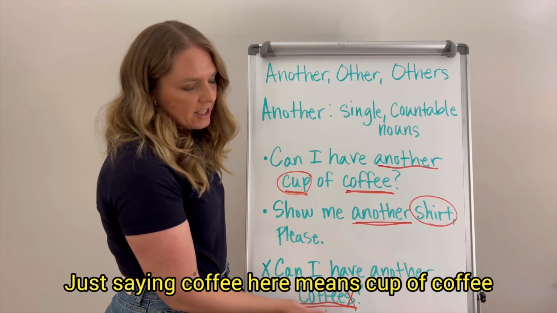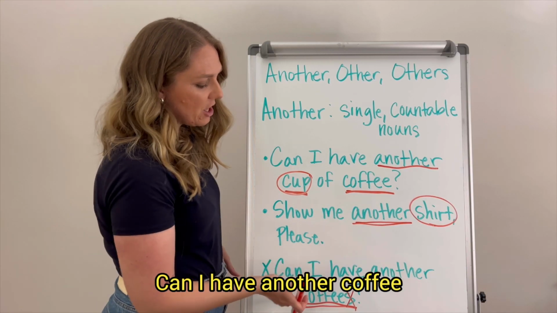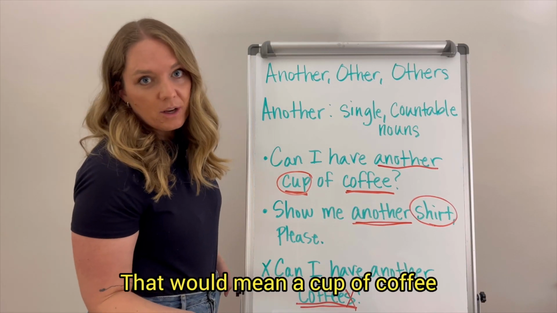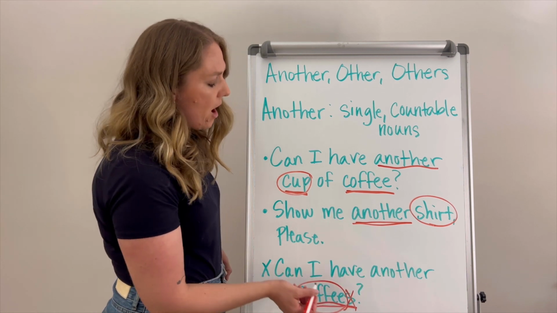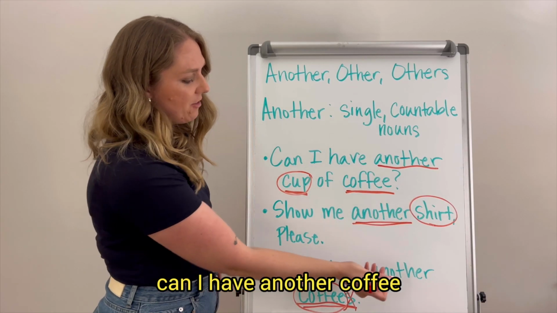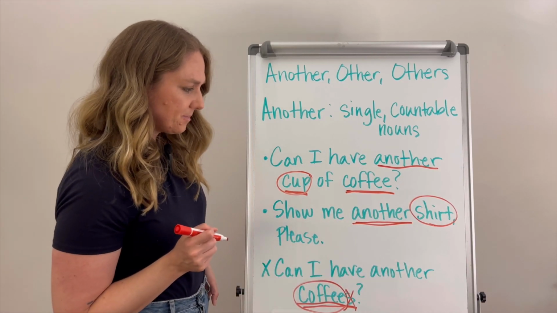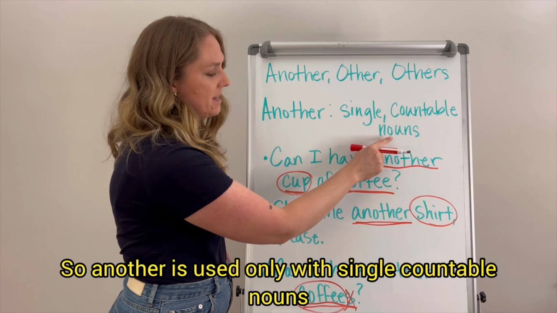Just saying coffee here means cup of coffee. Can I have another coffee? That would mean a cup of coffee. So a lot of the time in English, we'll just say coffee when talking about a cup of coffee. So another is used only with single countable nouns.